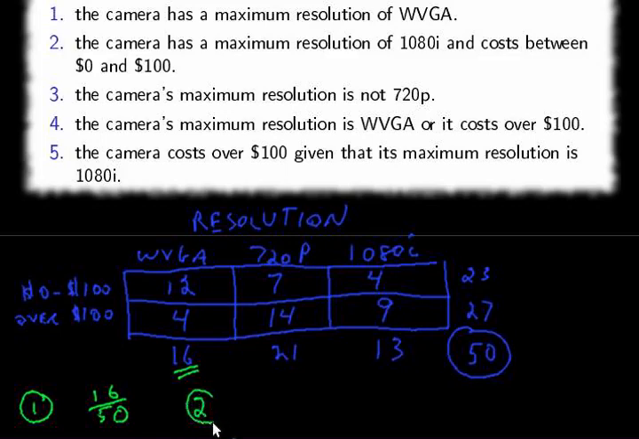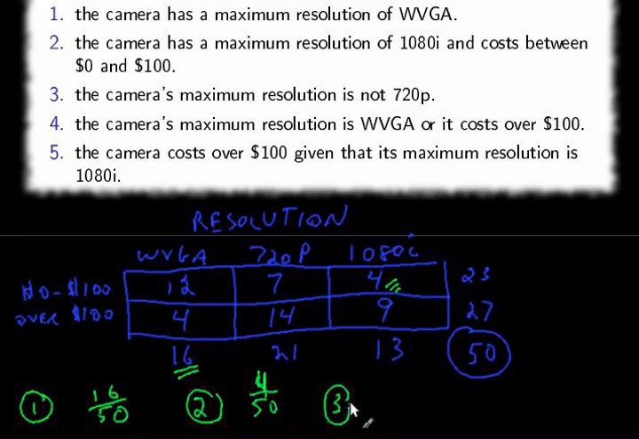Number 2. What is the probability the camera has a maximum resolution of 1080i and costs between $0 and $100? That's this number here. 4 cameras had a 1080i maximum resolution and cost between $0 and $100. And since we're talking about picking one from the entire sample, that's 4 50ths.